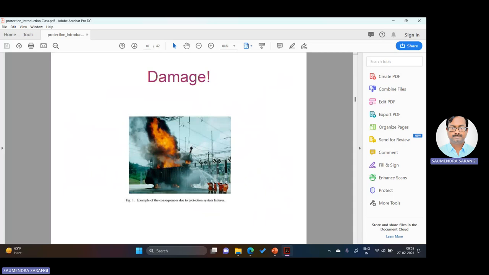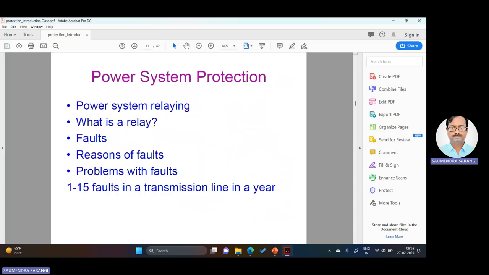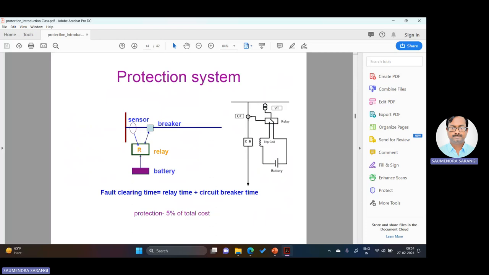Now how can we prevent this burning? We can prevent it if we sense the fault condition. Whenever there is a burning of insulation or any other type of fault, it has to be detected, and that faulty section has to be disconnected from the system. How do we do that? Basically it can be done by three components. One is the sensors, and the second one is the relay. A relay is a device which detects the abnormal operating condition and gives a signal to the circuit breaker, and the circuit breaker will trip the circuit.